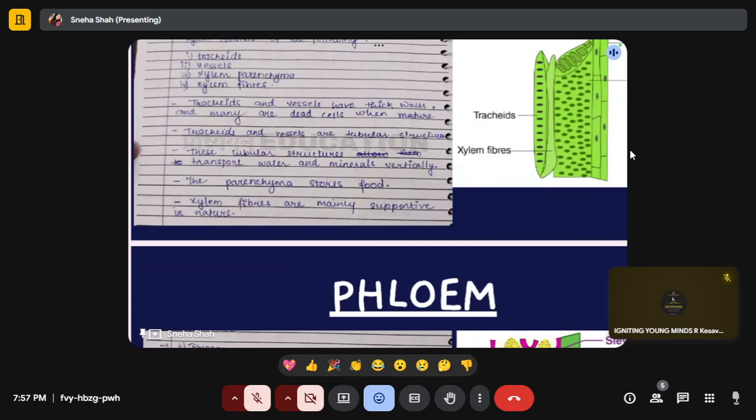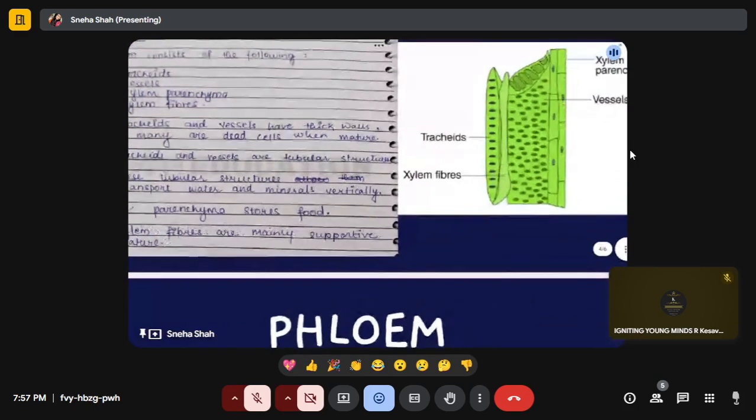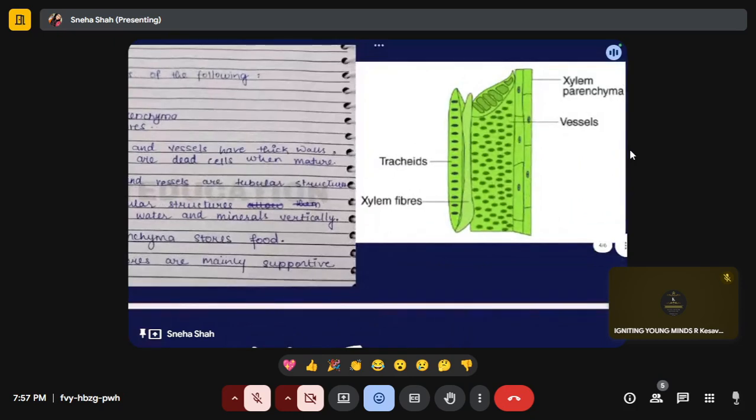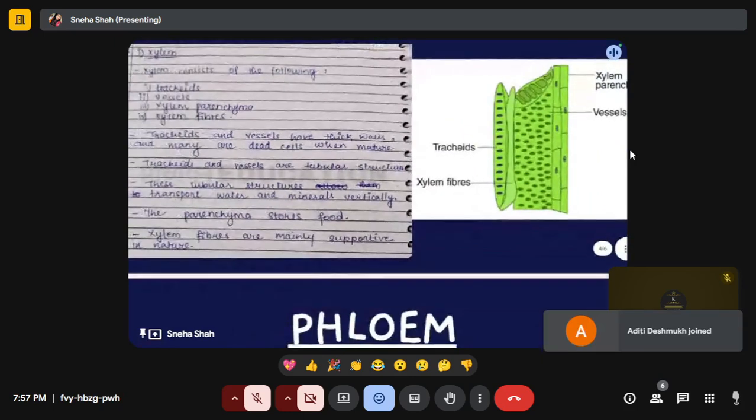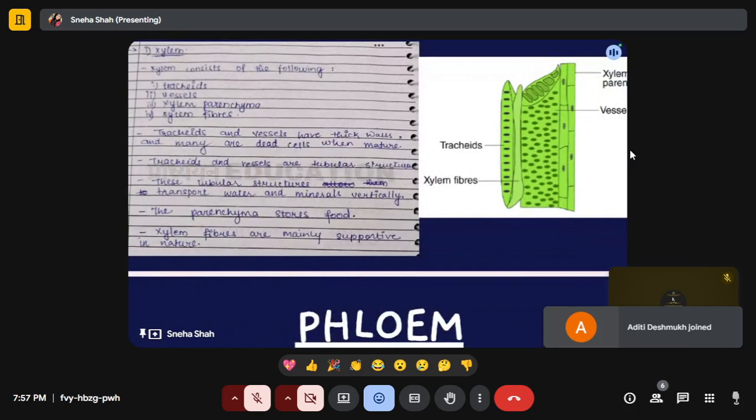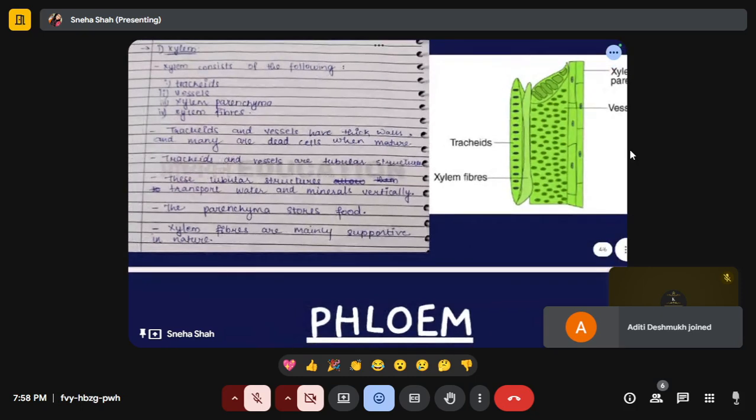The parenchyma stores food. The parenchyma and vessels, they have similar function of storing the food, and the xylem fibers are mainly supportive in nature. Are we clear? Yes, ma'am. Okay. So basically, the tracheids and vessels are dead cells in xylem. Others are living cells. They are living cells.